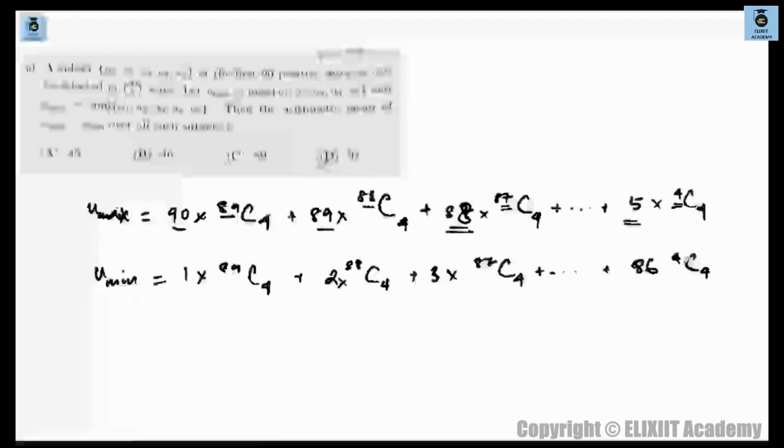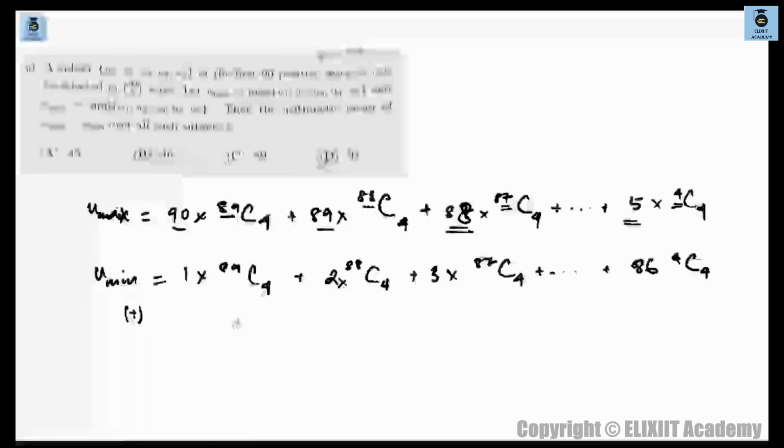In this way you can think, this is 1 means 90 minus 89. 2 means 90 minus 88. 3 means 90 minus 87. Okay. And so on. So 4 will be obtained if you take 86 over here. 90 minus 86 will give you 4. So in this way you can figure out the series, the last term.